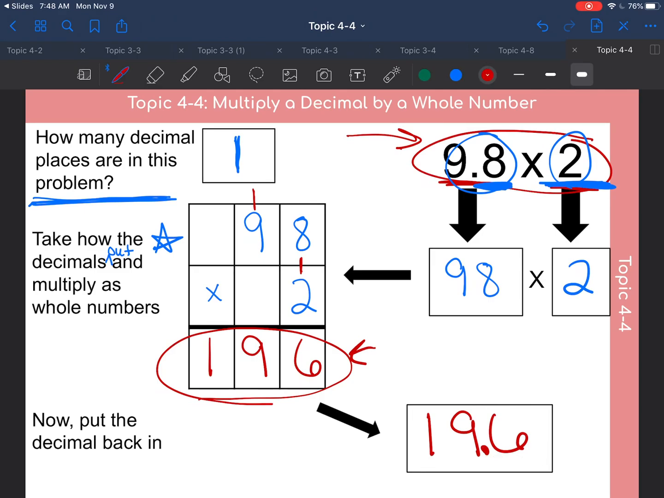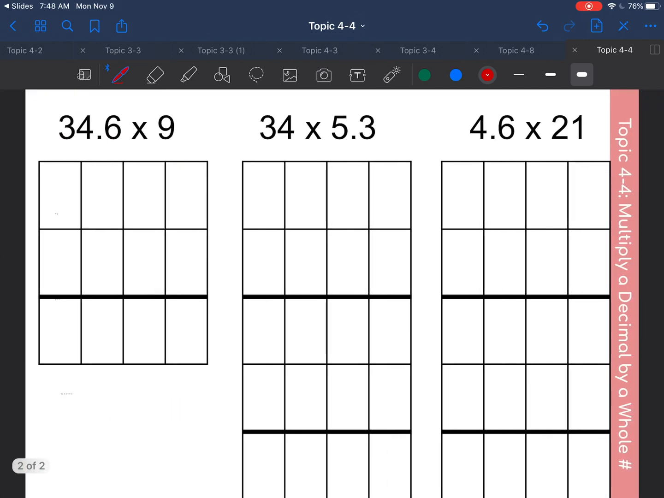Okay, so our final answer, 9 8/10 times 2 is 19 6/10, which if we used estimation to find it out, it would make sense because 9 8/10 is really close to 10. 2 is 2. 10 times 2 gives us 20, which I would say 20 is very close to 19 6/10. All right, so let's try a few more.